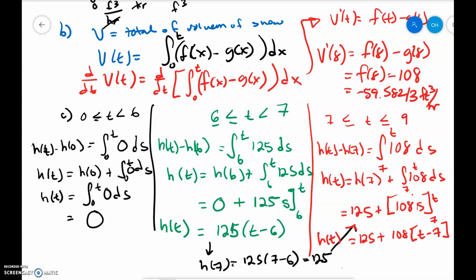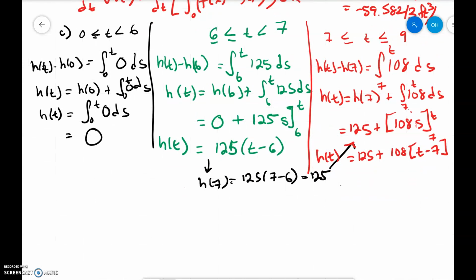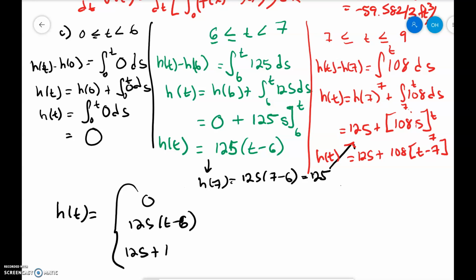So all I have to do now at this point is to condense all this into a nice piecewise function. So I'm going to say, okay, well, h of t, let me give myself more room. So h of t is equal to, and I have 0, and I have 125 times the quantity t minus 6, and then I have 125 plus 108 times the quantity t minus 7, and then I just put the limits of integration, not the limits of integration, but the domain. So this is from starting at 0 and ending at 6, and then right after 6 a.m. is when she starts to remove the snow. So that's why this is including up to 6.